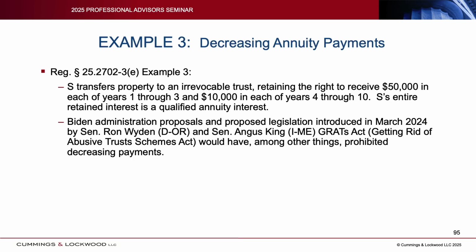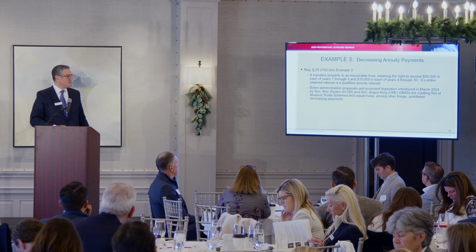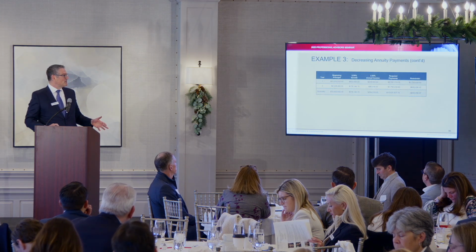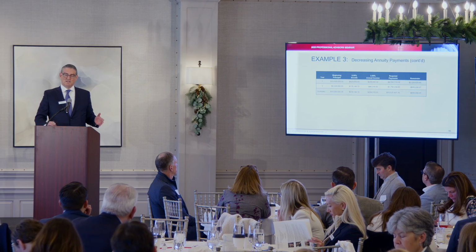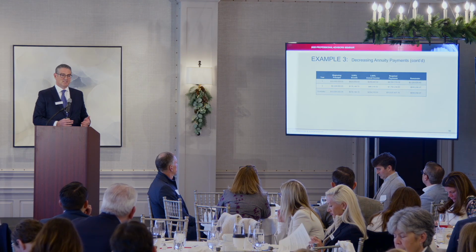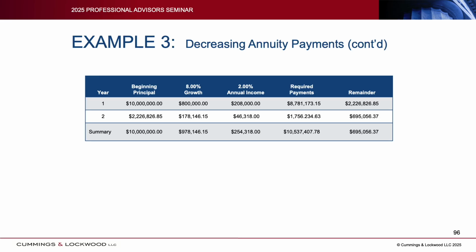The Biden administration had it when they came in, and then Senators Wyden and King came up with their very creative GRATS Act, Getting Rid of Abusive Trust Schemes Act. All these proposals were trying to prohibit decreasing annuity payments. But a decreasing annuity payment in the structure of the GRAT makes it much easier to shorten the duration. And so in that example, the annuity payment decreased by 80%.